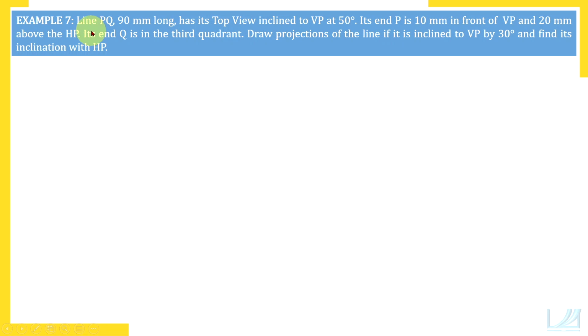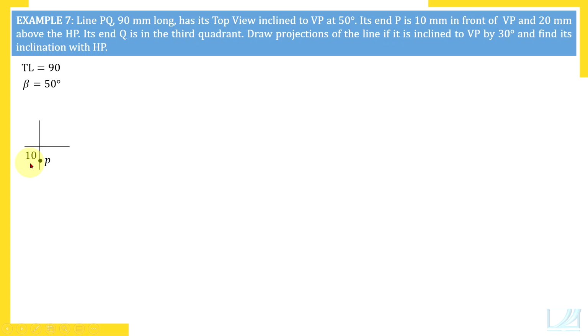Now read this problem. Line PQ 90 millimeter long has its top view inclined to VP. Let's write the data immediately. Line PQ 90 millimeter long. So true length is 90. Has its top view inclined to VP by 50 degrees. Top view inclination. What is that notation we use? Beta. Its end P is 10 millimeter in front of VP and 20 millimeter above HP.